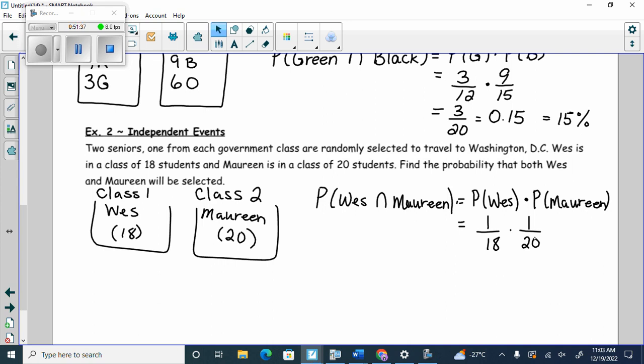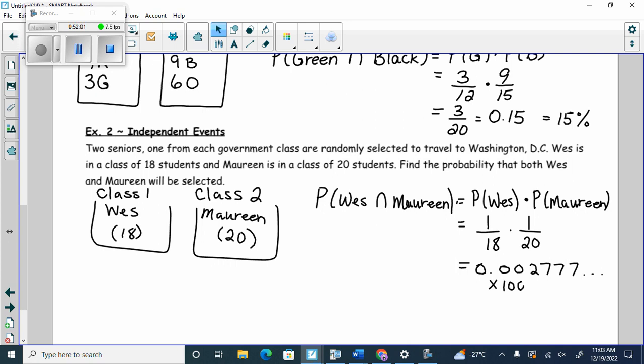So this one is the answer, 0.002777, and it keeps going. So if this was a multiple choice answer, they're either going to leave it as 1 over 18 times 1 over 20, or they're going to give you the answer as a percent, because they're probably not going to give 0.0027. So if they want it as a percent, you're going to times it by 100.